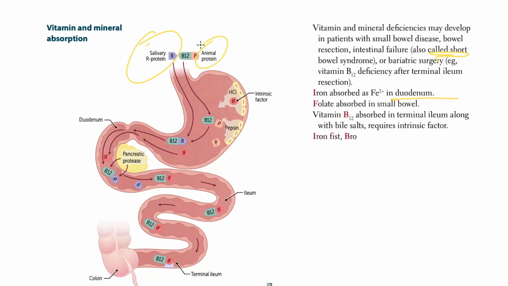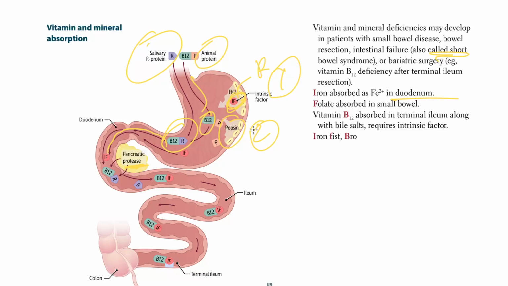So salivary, animal protein goes down, and your intrinsic factor from the parietal cell gets secreted. Pepsin digests that protein, cleaves that bicarb on one side and gets the protein on the other side. You have the R binder, which binds to the vitamin B12 and takes it to the pancreatic proteases. So we have three processes. One thing is we need the IF here. Second thing, we need the pepsin.